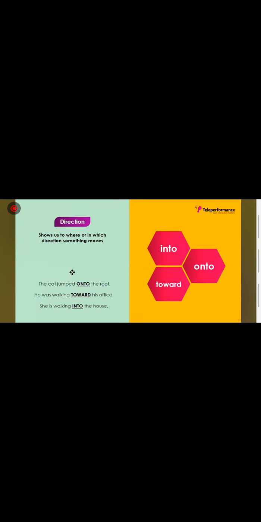And last example for preposition of direction, using into, she is walking into the house. She is walking into the house. Again, the woman is going inside the house. So we say into because the woman is going to that direction.